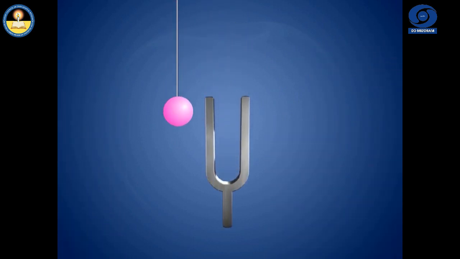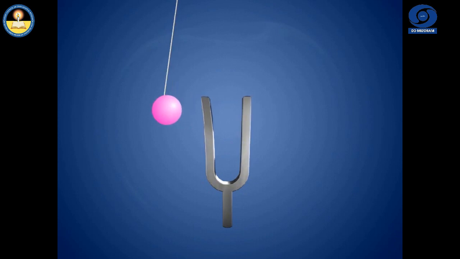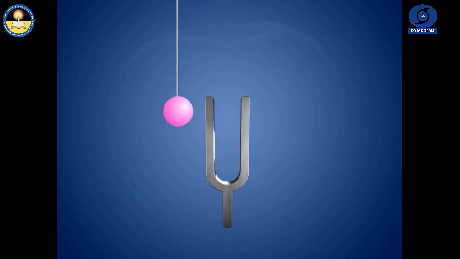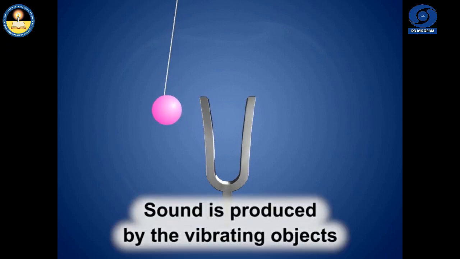Now, suspend a small pith ball by a thread from a support. When we touch the ball gently with the prong of a vibrating tuning fork, it can be observed that the pith ball starts moving to and fro because of the vibrations of the tuning fork. This activity shows that sound is produced by vibrating objects.